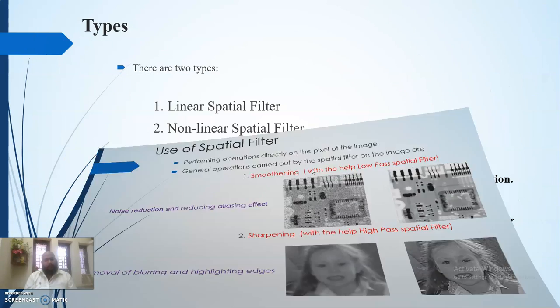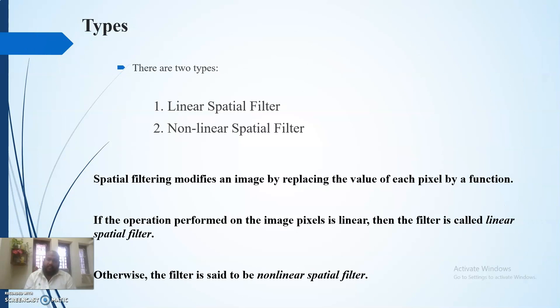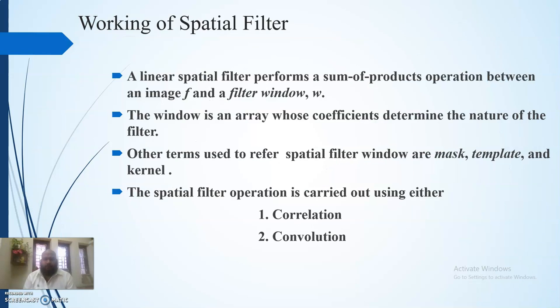Next we can see about its types. There are two types: one is linear spatial filter and another one is non-linear spatial filter. We know that spatial filtering modifies an image by replacing the value of each pixel by a function. If the operation performed on the image pixel is linear, then the filter is called a linear spatial filter. Otherwise, if the filter is non-linear, then the filter is referred to as a non-linear spatial filter. So we have two types of filters, linear spatial filter and non-linear spatial filter.